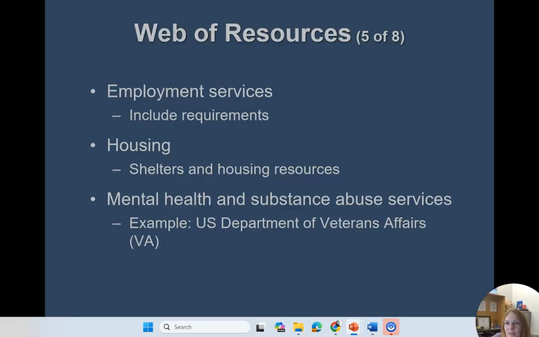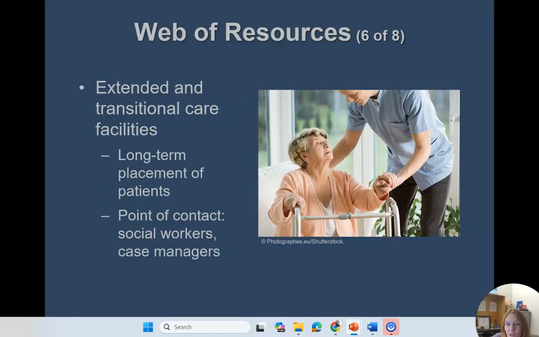Employment services should be listed with clear requirements like background checks, physicals, or needing an address. Housing and shelter programs should be updated regularly since eligibility does change. And don't forget our mental health and substance use treatment options, including veterans resources as well through the VA. Extended care and transitional facilities like nursing homes or assisted living centers should also be included. The key contacts here are usually social workers or case managers.